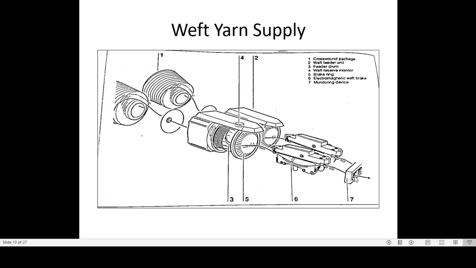If the weft is not there, the signal goes to the motor and the motor stops the machine, or if the motor is not stopping, the clutch gets disengaged at the motor and the machine stops. The main shaft will not rotate. So what are the devices here? Creel, accumulator, brake, and weft monitoring device.